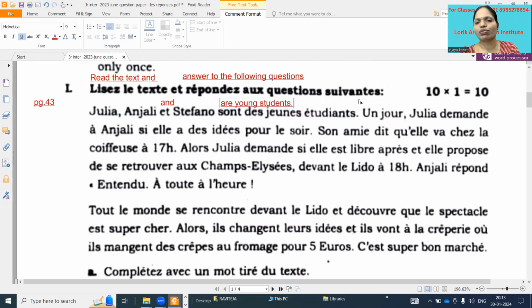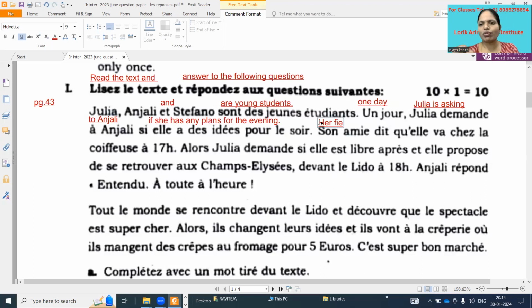Un jour means one day. Julia demande. Demande means requesting, Julia is asking Anjali if she has any plans, plans means ideas, for the evening. Le soir means evening. And son amie dit qu'elle va chez la coiffeuse. So our friend is saying that she is going to the hairdresser's place at 17 hours.